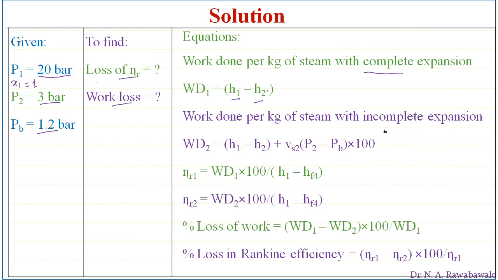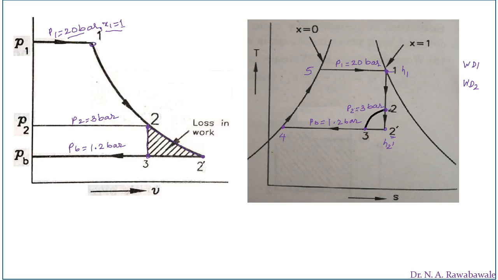But in the case of the modified Rankine cycle, expansion is restricted. Work done per kg of steam with incomplete expansion is given by H1 minus H2, work done from 1 to 2. H2 is the enthalpy at point 2. But after point 2, this steam is exhausted directly into the condenser. Here pressure is going to change, whereas volume remains the same. So 2 to 3 is a constant volume process.